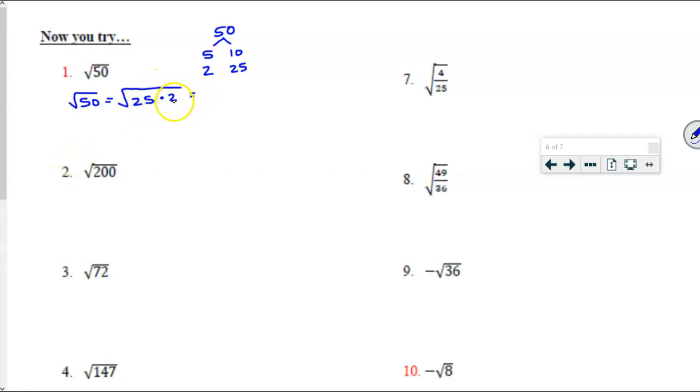And once it's written like that, now I can break it up. The square root of 25 times the square root of 2. And now we can simplify. What is the square root of 25? 5. What is the square root of 2? The square root of 2. It's not 2. It's the square root of 2. And that's it. Not too hard, right? Okay.